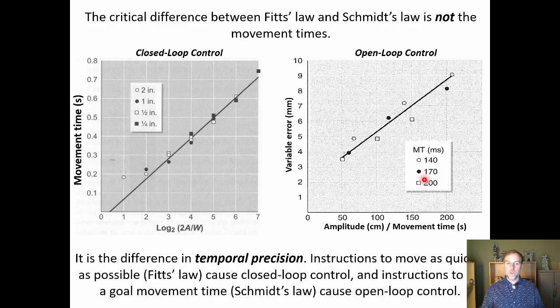So in the end, Carlton concluded that in Fitt's law, we use closed loop control, and in Schmidt's law, we don't. We use open loop control. And when we use open loop control, for whatever reason, that causes a linear speed accuracy trade-off. And when we start to invoke online corrections and closed loop control, that results in a logarithmic speed accuracy trade-off. So they're not one and the same law, and we know a little more about why they're different.